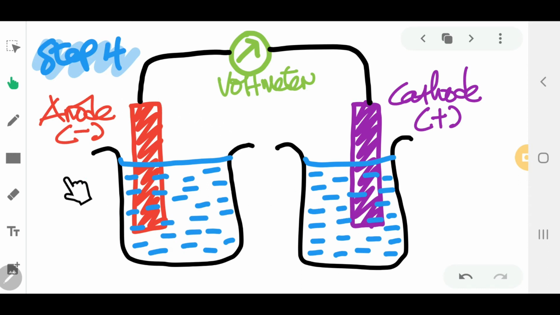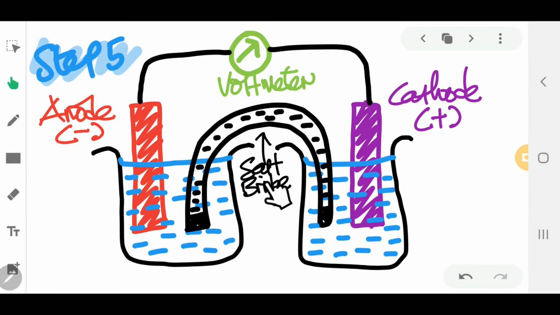This is the anode half cell. That is the cathode half cell with a voltmeter. It's compulsory for you to draw it like this, and you need to write the voltmeter down there. And then in step 5, draw the salt bridge. The salt bridge will be completely immersed in the electrolytes like this. You have the salt bridge, and you need to label your salt bridge.